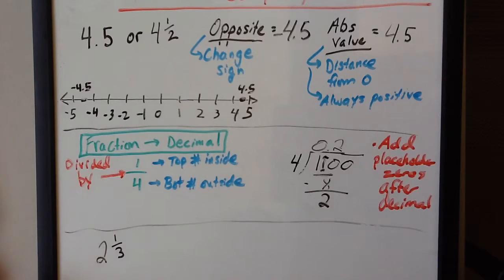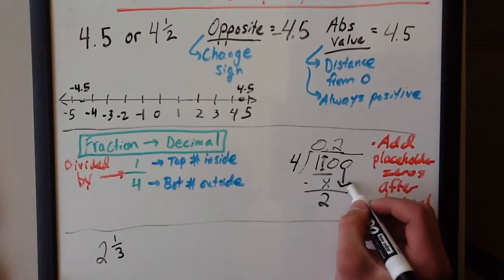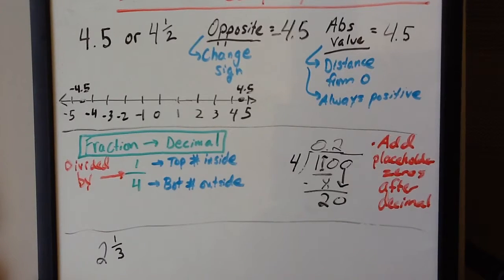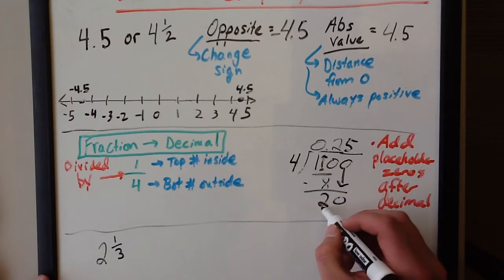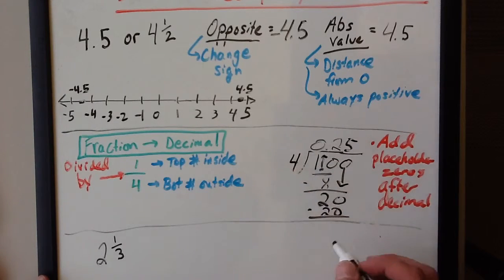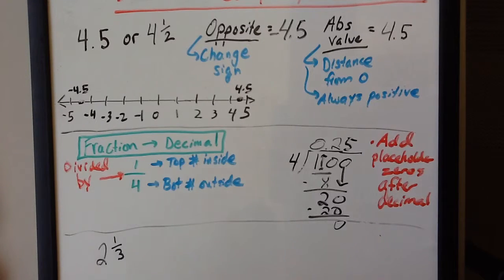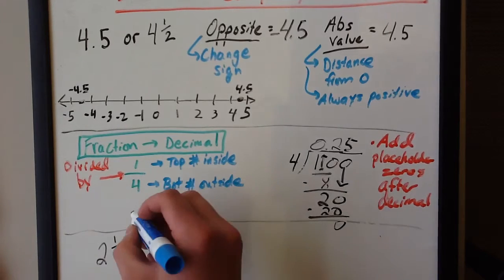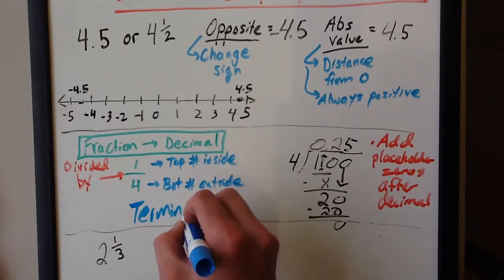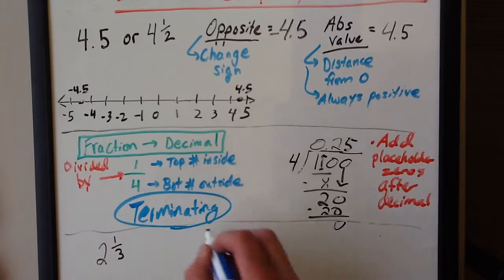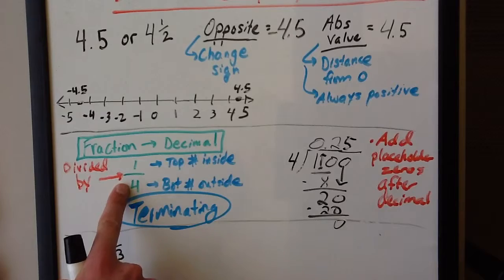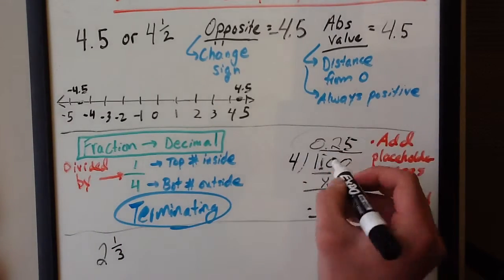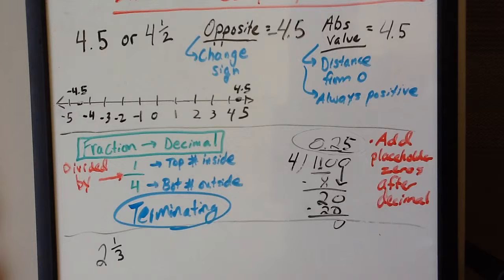Just like normal long division, after you subtract, you bring down the next digit, which is the placeholder 0 that you added. Can 4 go into 20? Yep, it goes in exactly 5 times, because 5 times 4 is 20. You subtract and get a remainder of 0. Once your remainder is 0, you know you're done dividing, and so we would say this is a terminating decimal. This decimal is terminating because it ends, or it stops, or your remainder is 0. So 1/4 in decimal form is 0.25, 25 hundredths.